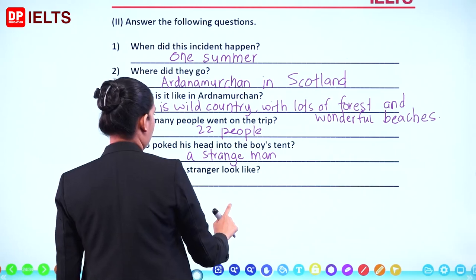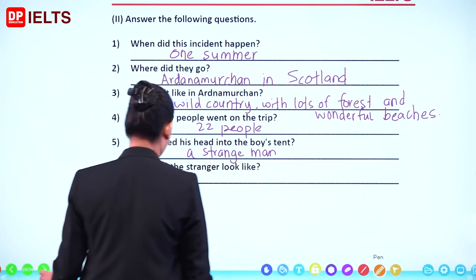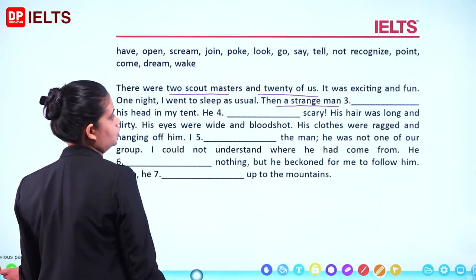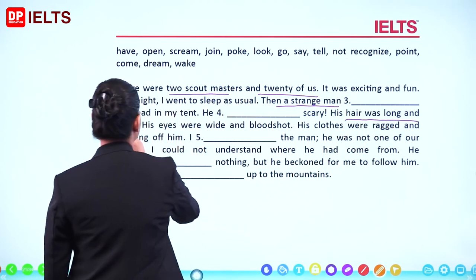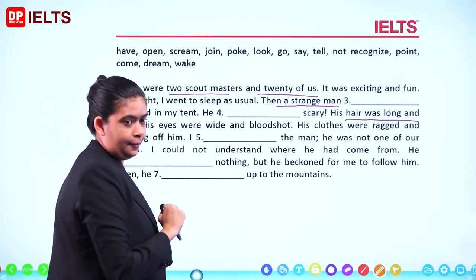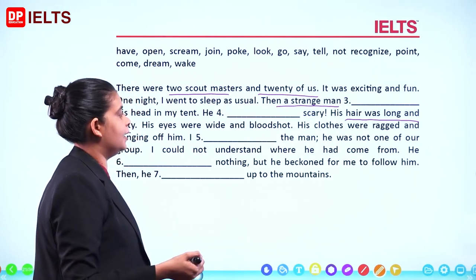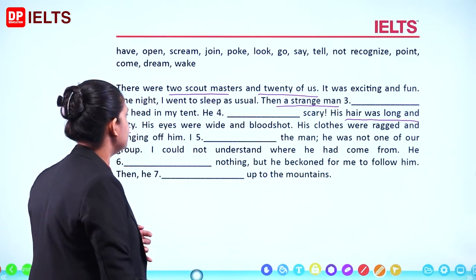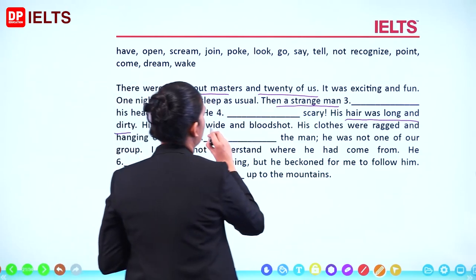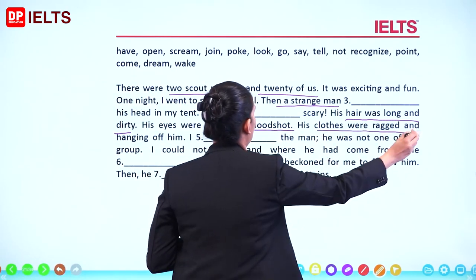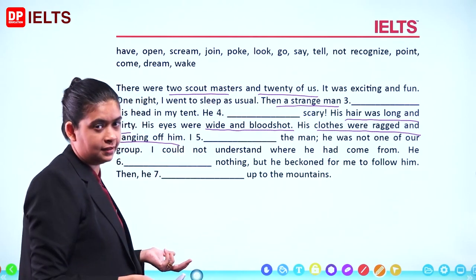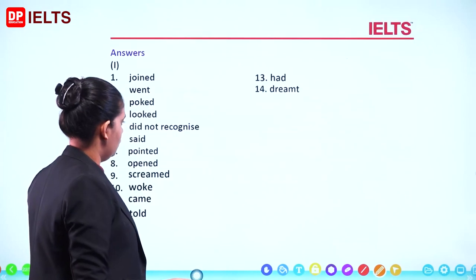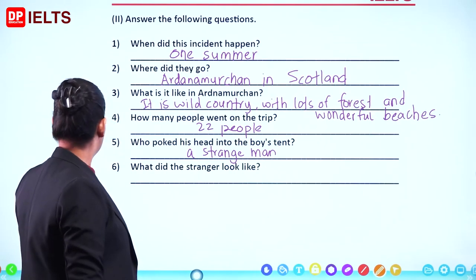Right. What did the stranger look like? His hair was long and dirty. Okay. So how did he look? His hair was long and dirty. His eyes were wide and bloodshot. His clothes were ragged and hanging off him. That's how he looked. Okay. Right. Next one.